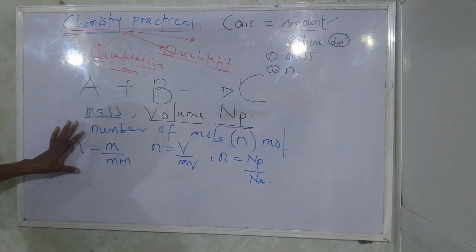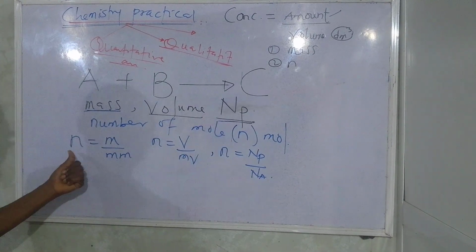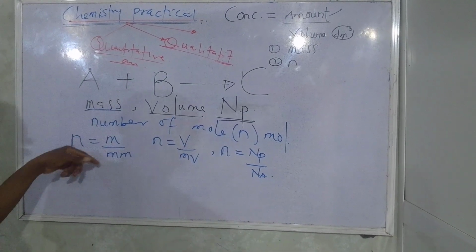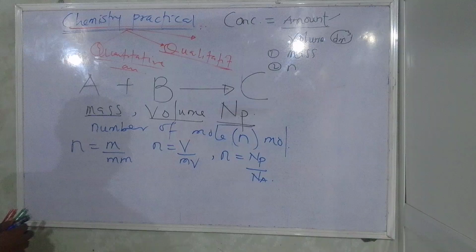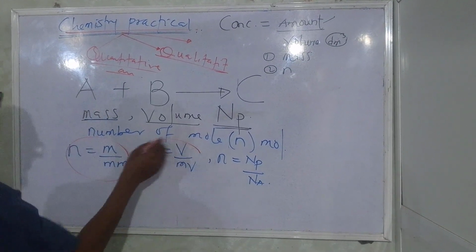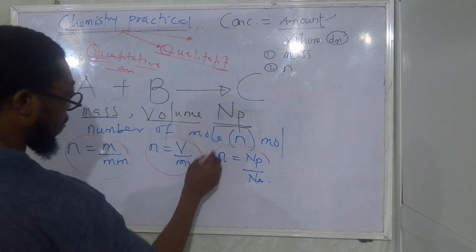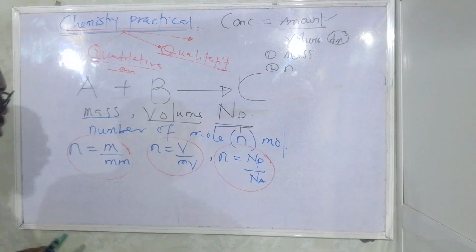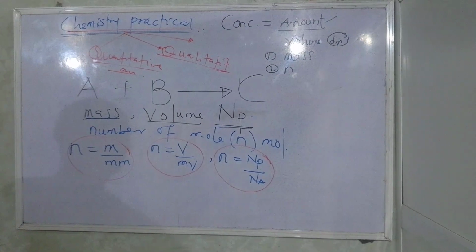So if everybody notes these three, you can go back in order for you to really have better understanding of these three, or you memorize them. The number of mole is mass over molar mass, number of mole is volume over molar volume, number of mole is number of particles over number of Avogadro.